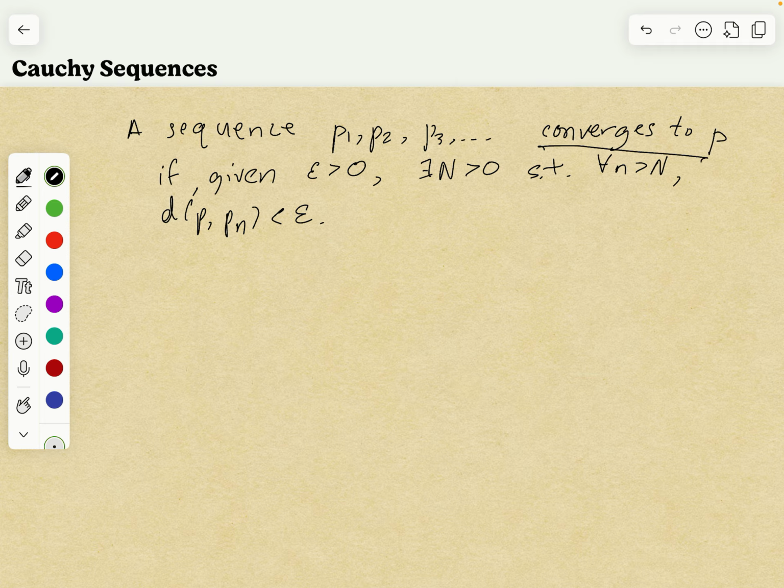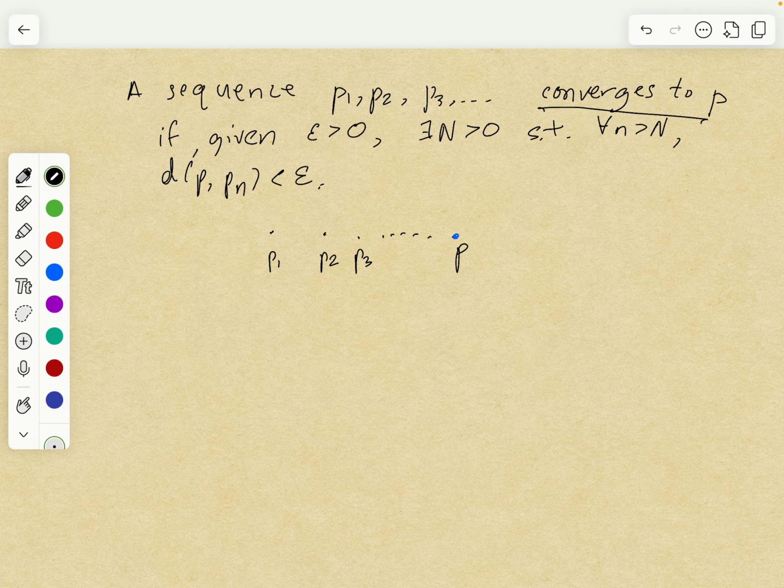So you could have, for instance, a sequence of points that converge to a point that is not any of the terms in the sequence. So for instance, you can have something like P1, P2, P3, etc. P is not in the sequence, but it's some point. So to introduce the concept of a Cauchy sequence, suppose that P is not equal to any of the P_i's.